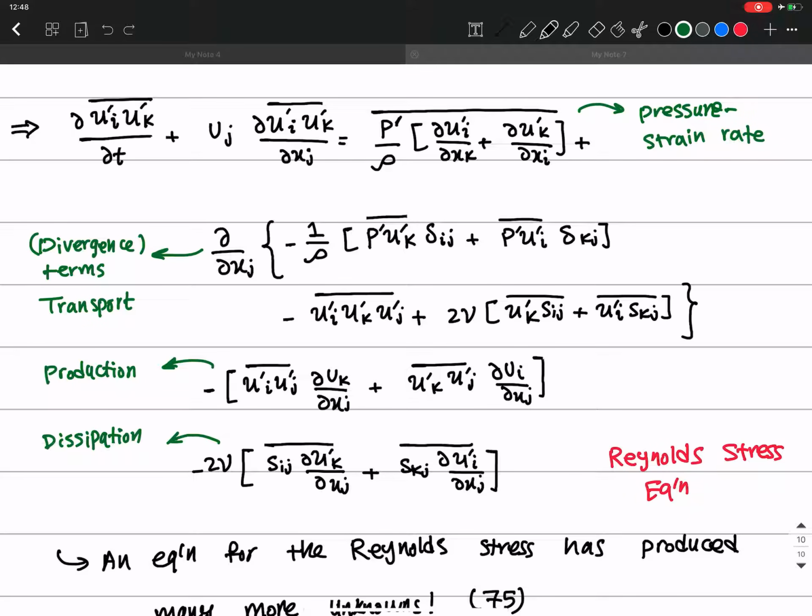So in the next lecture, I'm going to further clarify these terms and find an equation for the turbulent kinetic energy budget, which is a very important concept in turbulence that helps us gain more insights about the turbulence and fluctuations in any flow.